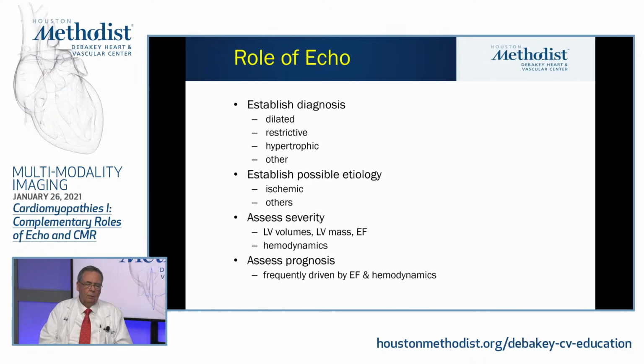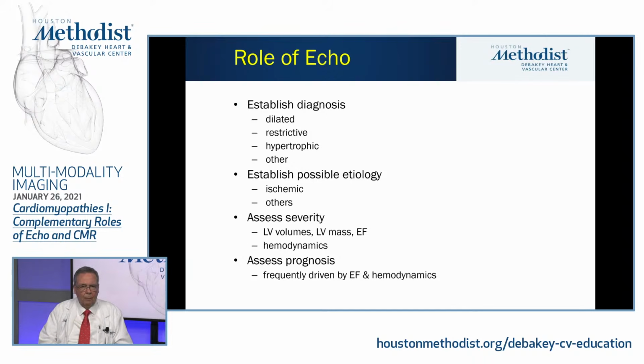Most importantly, with echo, we assess severity of the impact of disease in terms of degree of dilation of the chambers, LV mass, ejection fraction, and the hemodynamics, diastology, pulmonary pressures, all of which have been discussed recently in previous talks. And there are echocardiographic parameters that we can measure that give us an estimate of prognosis.